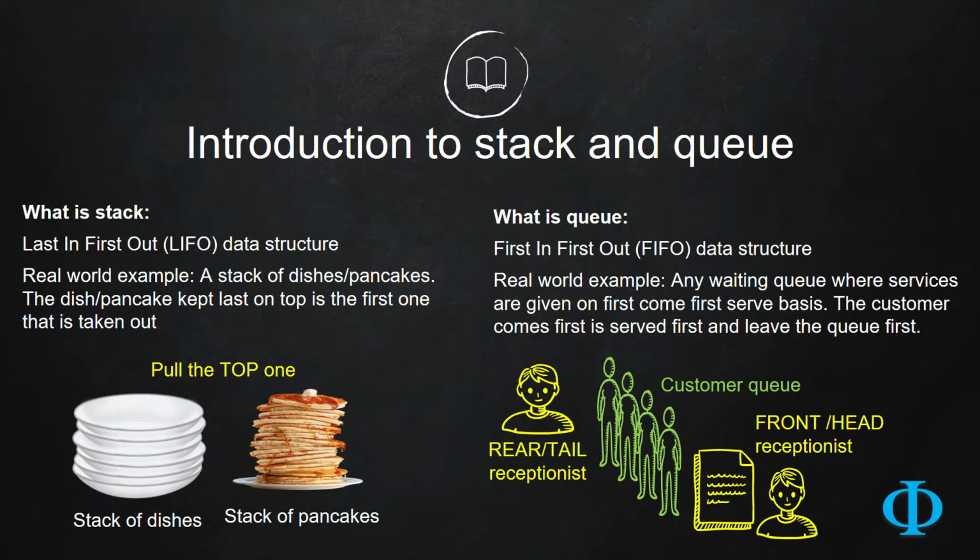Now, let us try to understand what is a stack and a queue. In one sentence, a stack is basically a last in, first out, or LIFO, data structure, where the data item that is kept in the data structure last is the one that is taken out first. On the other hand, a queue is basically a first in, first out, or FIFO, data structure. That means the data item that is kept first in the data structure is taken out first also.